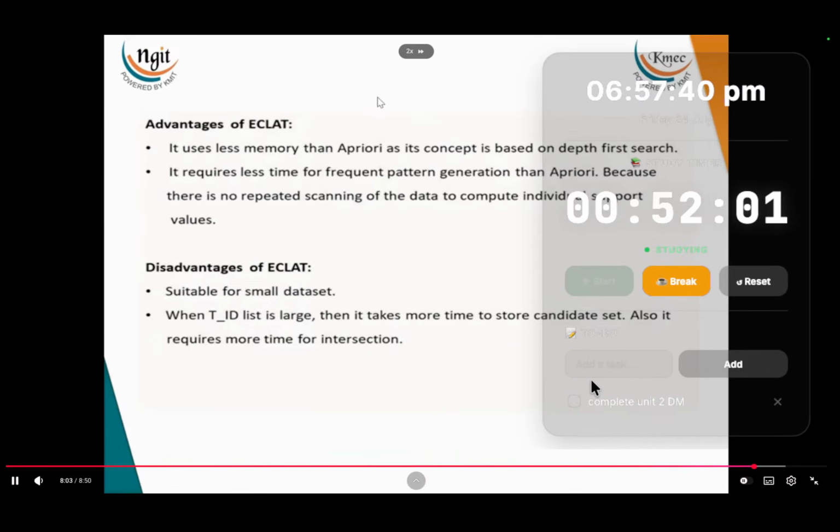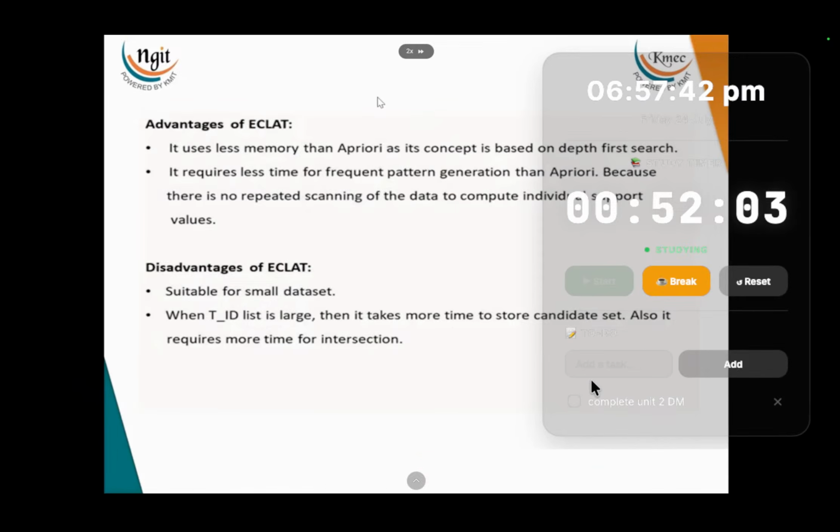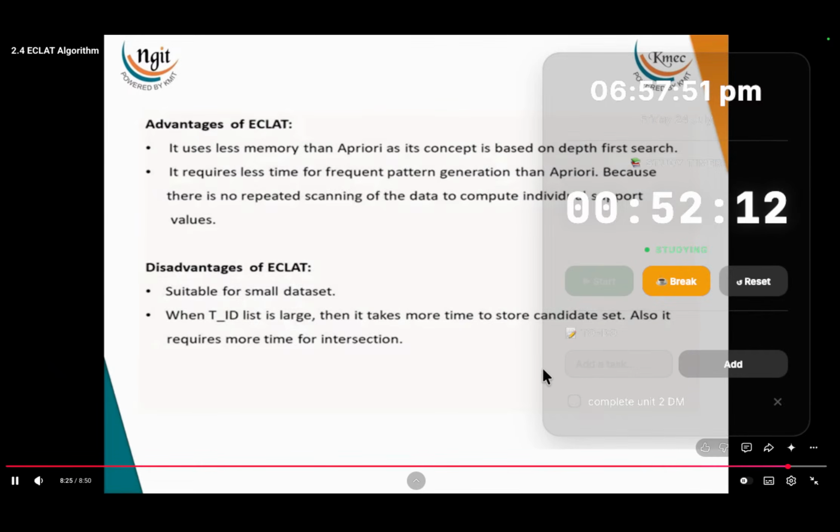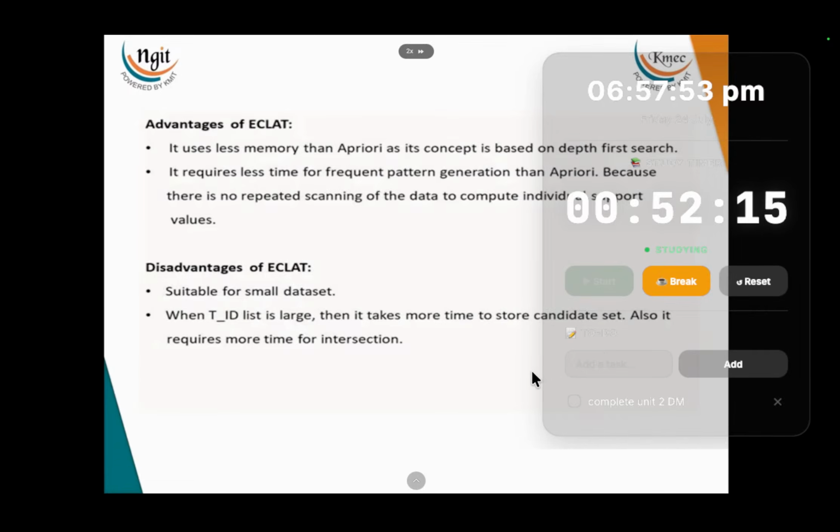This ECLAT algorithm uses the depth first search concept. Instead of finding the frequency of items, it finds the items which are there in the different transactions. It goes deeper into the transactions and identifies whether the itemset I1 is available in the transaction. So it's like a frequent pattern generation algorithm. It also takes very less time as it does not involve repeatedly scanning the whole database.